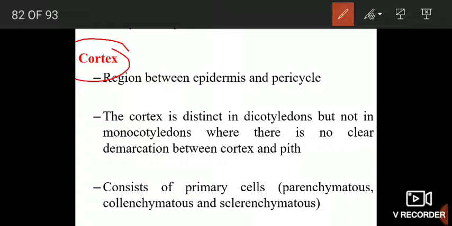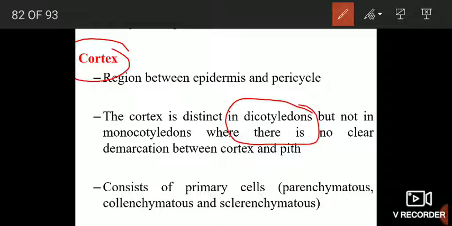The cortex is distinct in dicotyledons, but not in monocotyledons, where there is no clear demarcation between cortex and pith. Remember, in case of dicotyledons, the cortex is very much distinct as compared to that in monocots, because in monocots there is no clear-cut demarcation between cortex and pith.